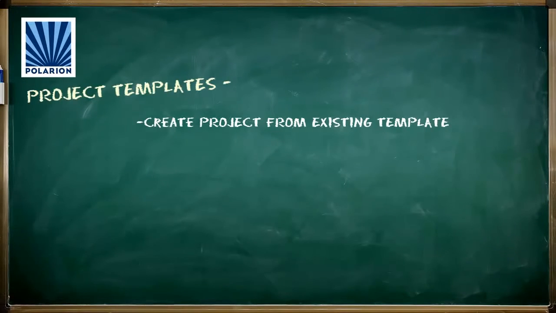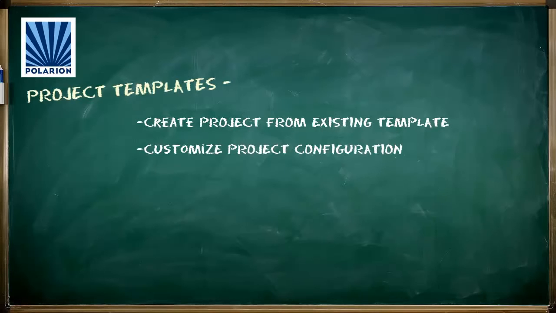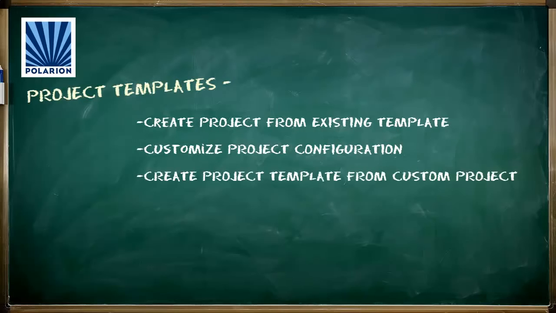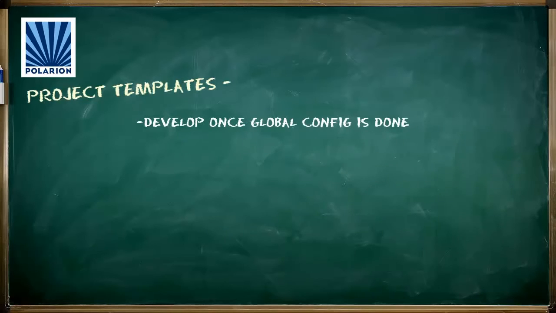Basically, you create a new project based on an existing project template, customize the project configuration, and then create a project template from the customized project. You can consult the help system to learn how to do custom project templates. By the way, developing project templates is something you'll probably want to be sure to focus on after setting up your initial global configuration. It's another way to save you and your users a lot of time in the long run.